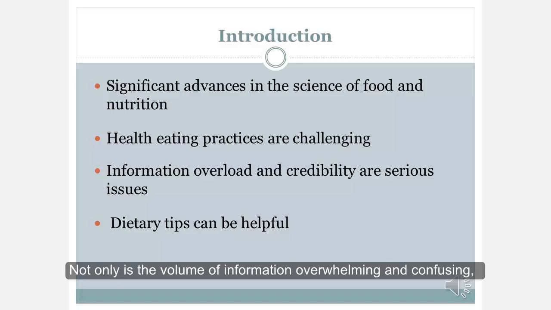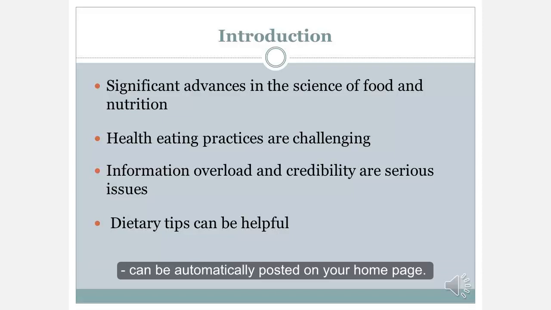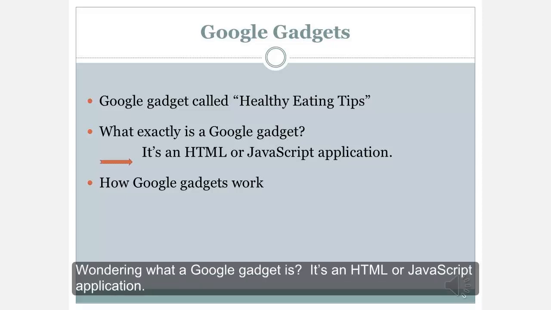Not only is the volume of information overwhelming and confusing, the task of determining what information is credible is also daunting. To help you keep up to speed, dietary hints, vetted by reputable sources like the Mayo Clinic, can be automatically posted on your home page. Nutritional information is posted daily by a Google gadget called Healthy Eating Tips.